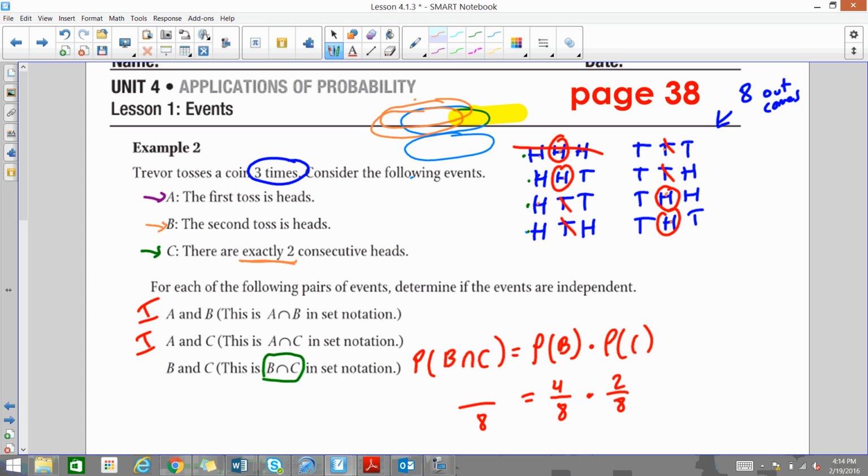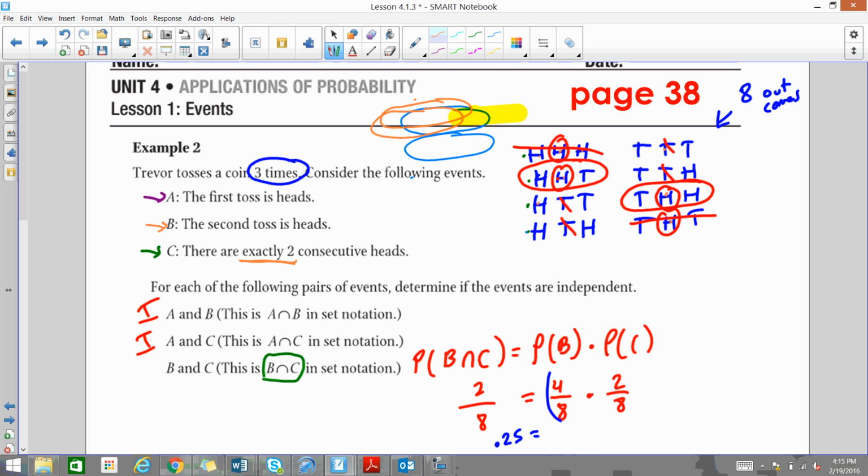Head, all right, and we need exactly 2 consecutive heads. Ooh, this works because it's head, even though the first one's heads, that's fine. No, let's look down here. THH, hey, second toss is heads, and there's 2 consecutive heads, that works. And then the last one, nope, there's not 2 consecutive heads. So this actually is a probability of 2/8. So now let's simplify these decimals. So 2/8 is 1/4 or 0.25.